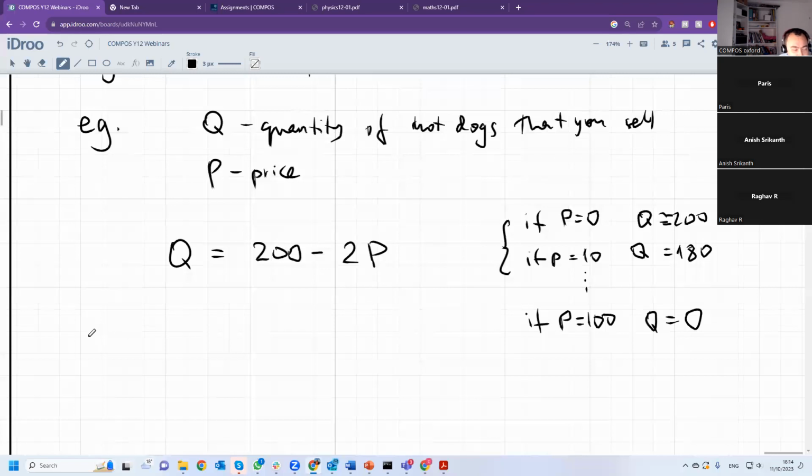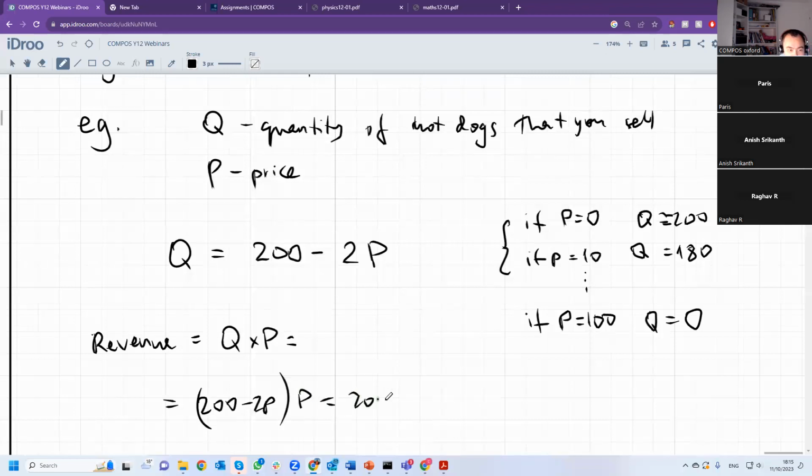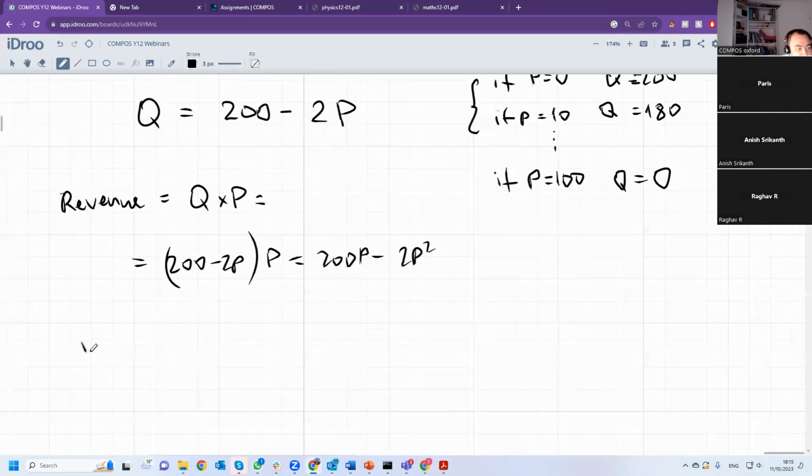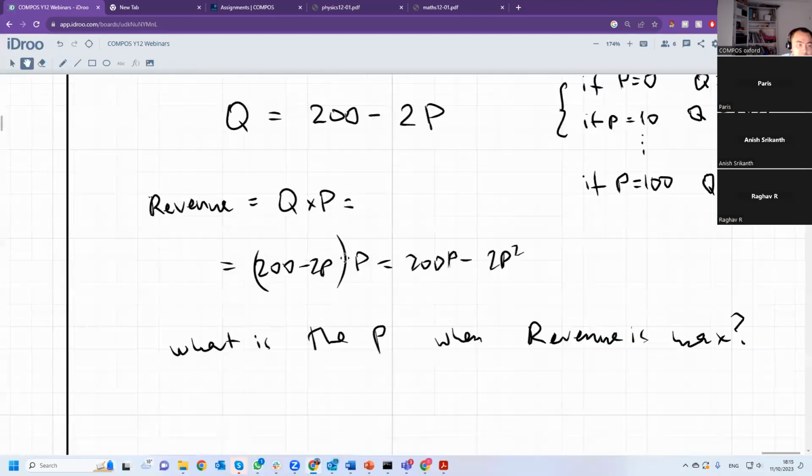So the amount of money that you earn, your revenue, is the quantity you sell times the price, right? So the quantity is 200 minus 2p times p, which is 200p minus 2p squared. And you see, this is a quadratic. And you want to find the maximum. What is the price when revenue is maximum?